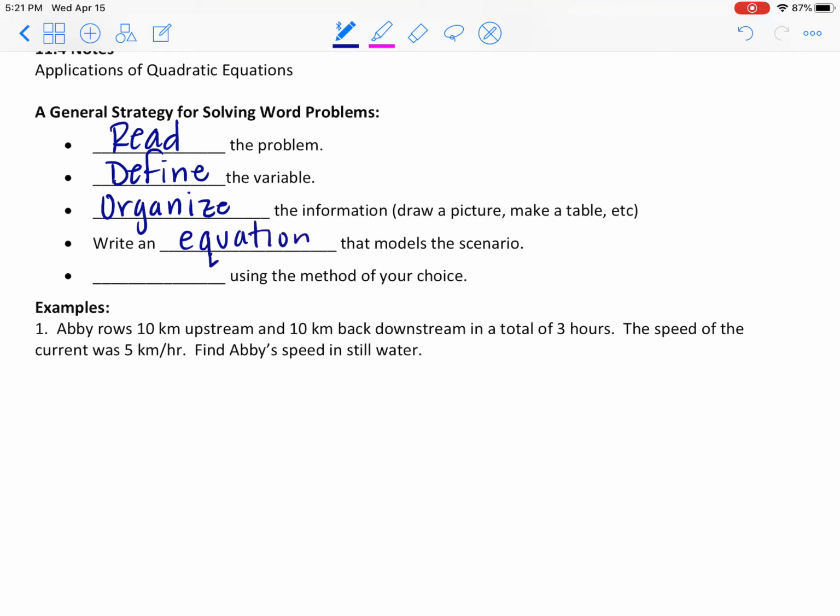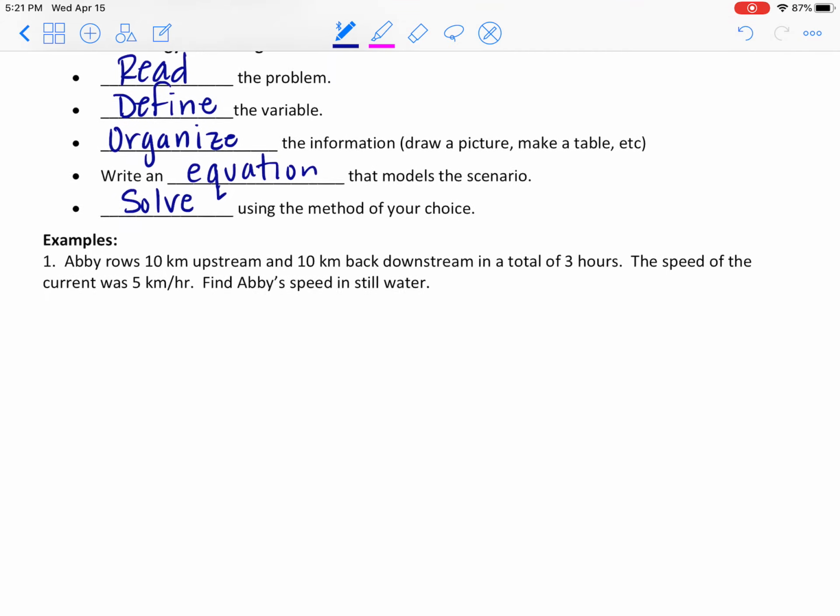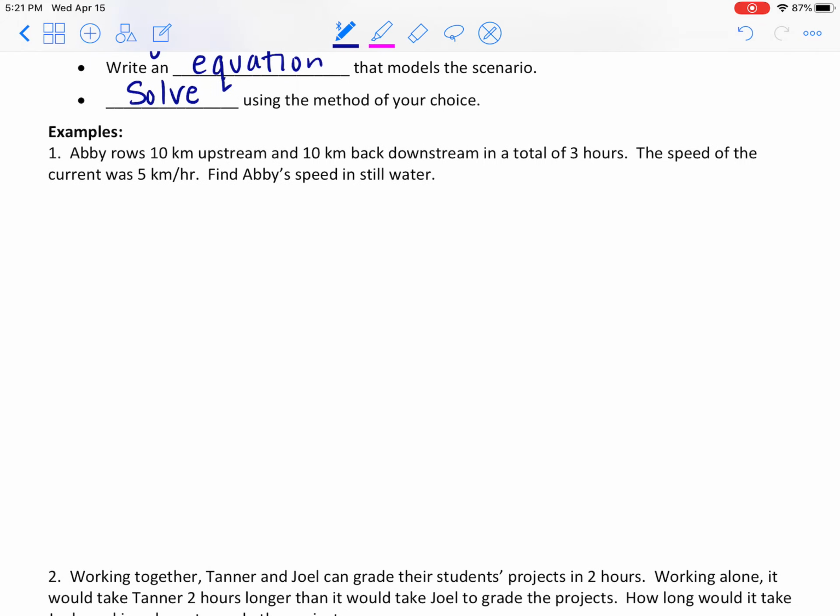And then the hard part, obviously, is to write an equation that models that scenario. Make sure your equation models that scenario. And then the solving should be the review piece. We're going to solve using the method that's most appropriate for the problem or that you maybe prefer. So it could be square root, factoring, completing the square, quadratic formula. Okay? So let's look at our first one here, and again, hopefully this will look or sound familiar.